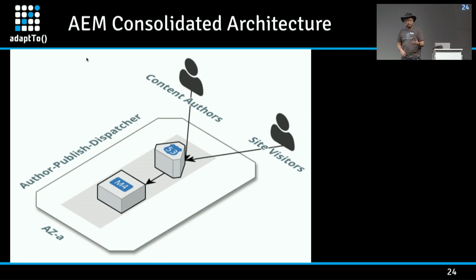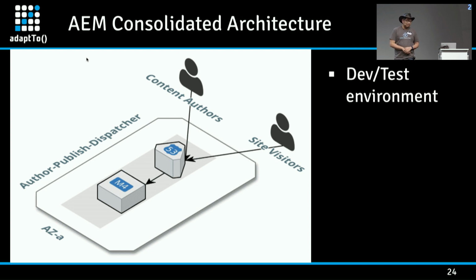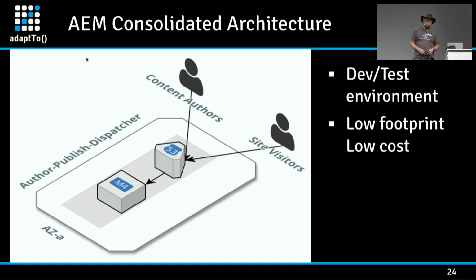Now, other than the full set, we also introduced this thing called a consolidated architecture. So this is just a smaller AEM environment, just a single server that has an author, a publisher, and a dispatcher. The idea is that some of our users end up with so many environments which are production-like, but they do not need the production-like capabilities. So they started introducing consolidated architectures in development and test environments, because obviously it's a low footprint, so much lower cost. Rather than, for example, 10 servers, you just have one.